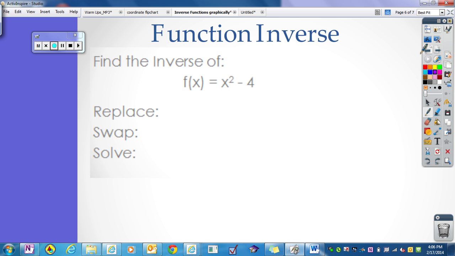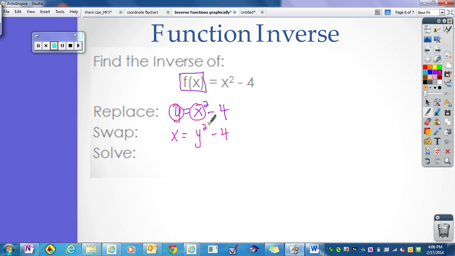Let's do another example. Alright, so the first thing is, wherever I see my f of x, I'm going to replace that with a y. So I have y equals x squared minus 4. Now, second step is, again, to be the inverse, my x and my y have to switch. So I'm going to take this x, I'm going to take this y, and I'm going to switch the two. So I have x equals y squared minus 4.